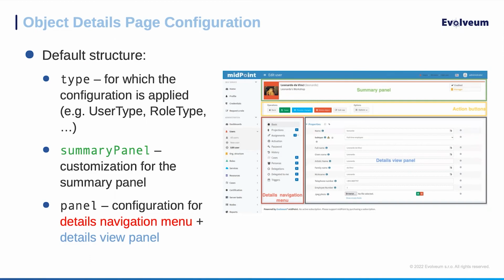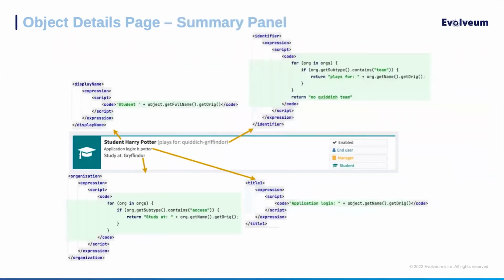When you want to customize the summary panel on the details page of the object, you will need to use a summary panel structure. For customizing a details navigation menu together with the details view panel, you need to use a panel structure. What exactly does it mean that the summary panel can be customized? In the picture, you can see all the configuration options for the summary panel. It is possible to write custom scripts to achieve the desired presentation.